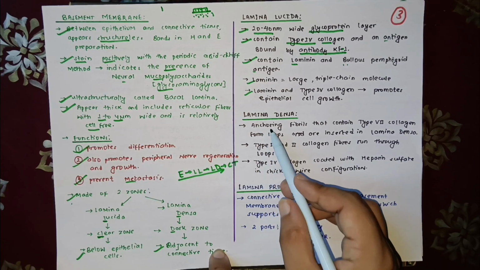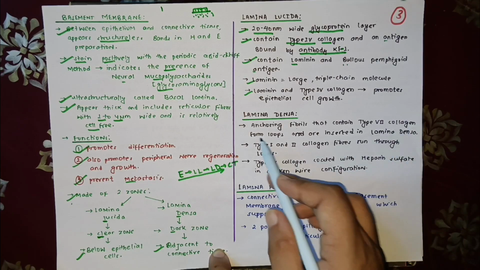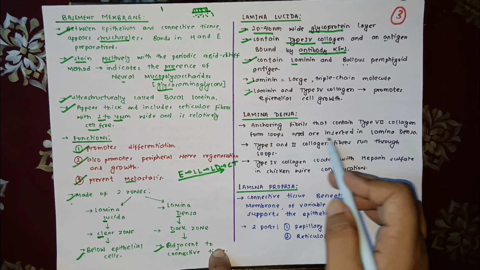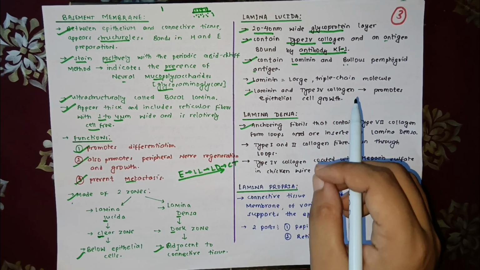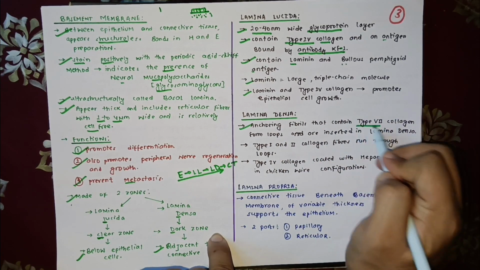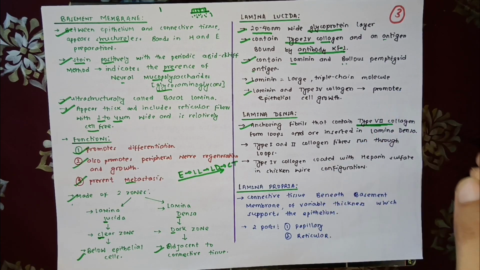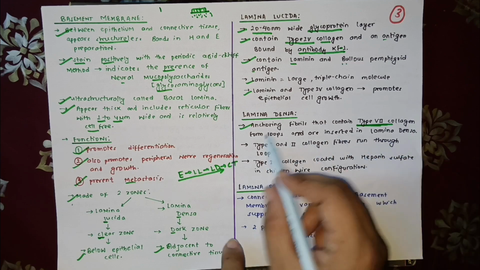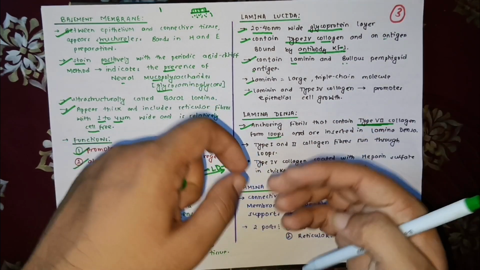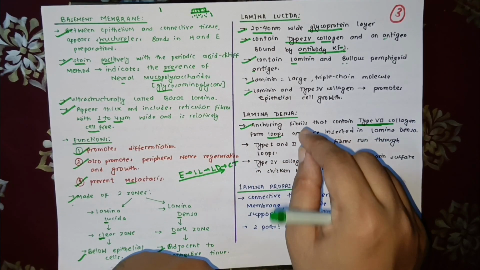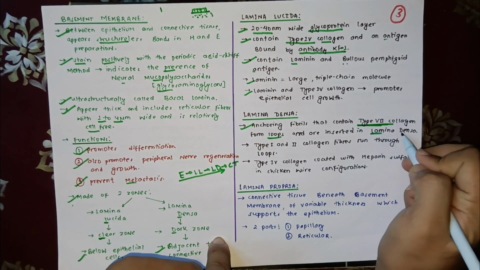So the lamina densa has anchoring fibrils that contain type 7 collagen. Type 7 collagen forms loops that are inserted in the lamina densa. I'll show you the picture. Just remember, there are anchoring fibrils that contain type 7 collagen, and this is very important. Those anchoring fibrils form loops, so there is an intermingling of the anchoring fibrils, and those loops are inserted in the lamina densa.